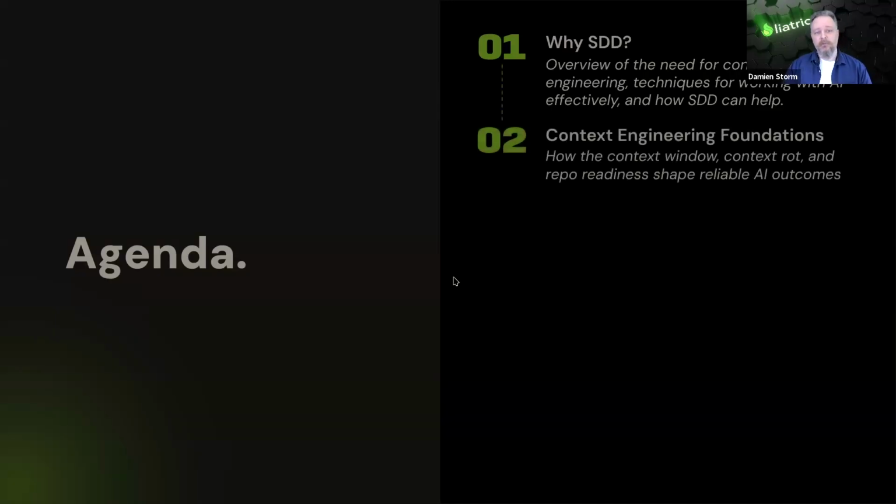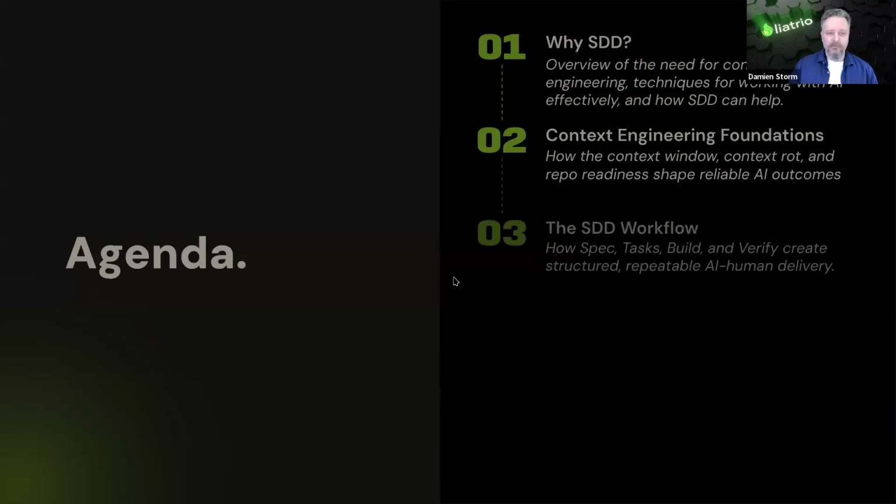So next up, we'll go through context engineering, right? Context engineering is an extremely important part of how you work with AI. So we'll go through context rot, the context window, and how getting your repo ready to work with AI is really one of the most important things you can do. After that, we'll go through the workflow, how specs, tasks, and the build and verify steps will give you everything you need to know to work with AI to build the thing that's in front of you.